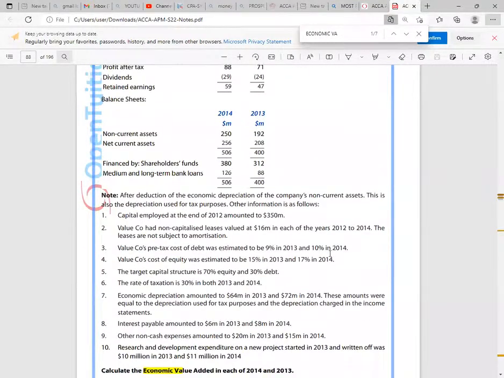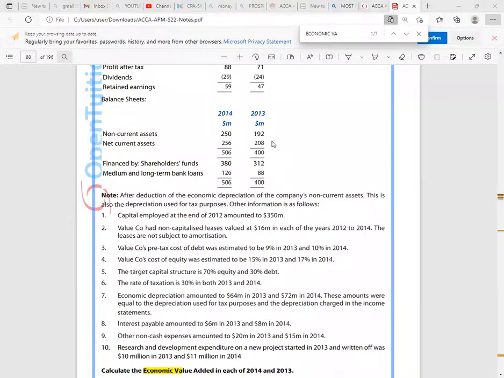This is a very bad examiner. This guy has given me capital employed at the end of 2012, in note number 1. Remember, our financial years are 2013 and 2014. An examiner who does this is an examiner who does not wish me success.